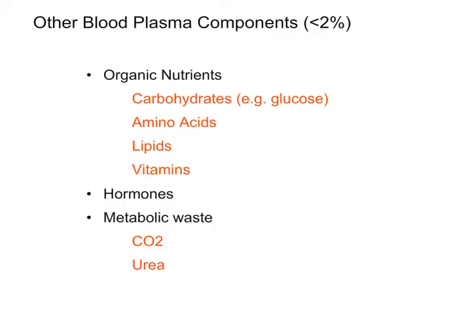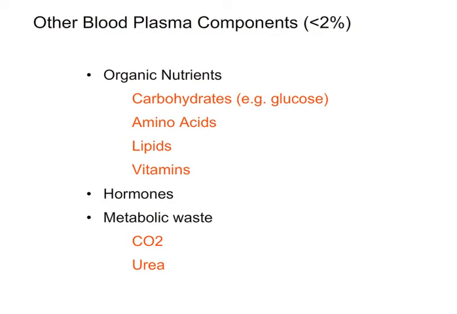In addition to proteins and water, there are some other components that are important in blood plasma. These include organic nutrients, such as carbohydrates. For example, glucose is definitely present in the blood. We have about 90 milligrams per deciliter in our blood, which, if you were to look at your whole bloodstream, equates to about 1 to 2 of those little sugar packets you find on a restaurant table.